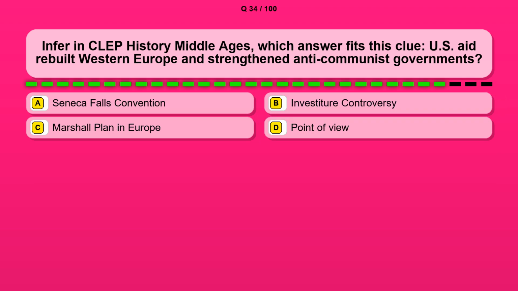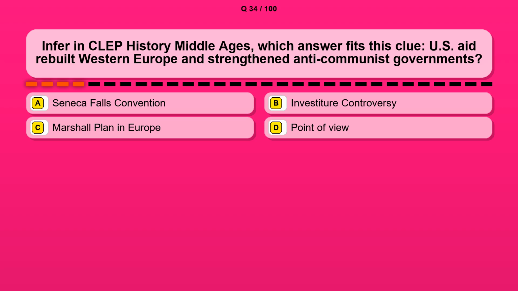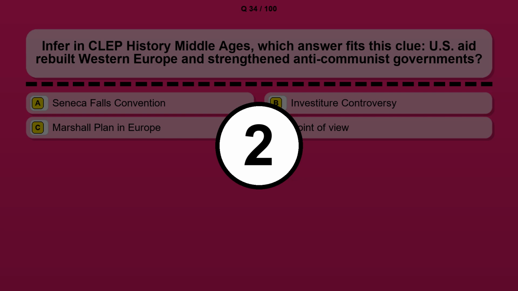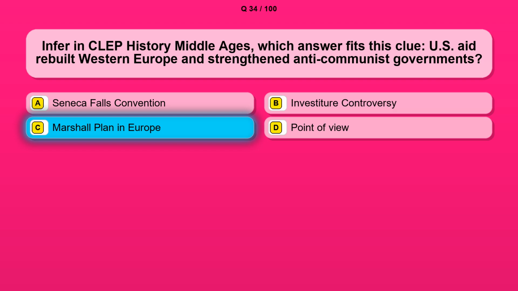Question 34. Infer in CLEP History Middle Ages, which answer fits this clue? US aid rebuilt Western Europe and strengthened anti-communist governments. Option A, Seneca Falls Convention. Option B, investiture controversy. Option C, Marshall Plan in Europe. Option D, point of view. The correct answer is option C, Marshall Plan in Europe.